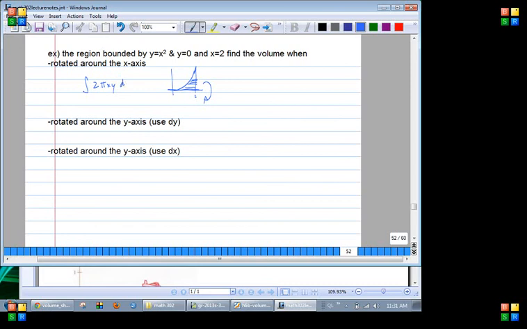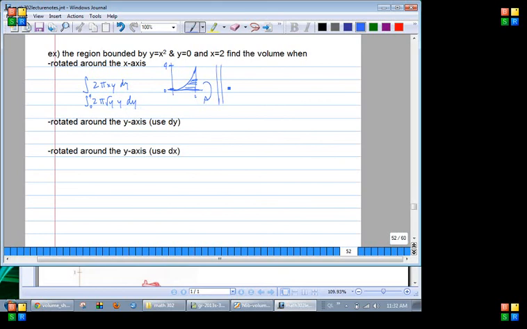dy. Okay. So now you're going to have to replace x. So when you do that, how do you replace x? And for y, what are the boundaries of integration? 0 to 4. Right. When x is 2, y is 4. So actually, you can use shells. And it's not terrible.